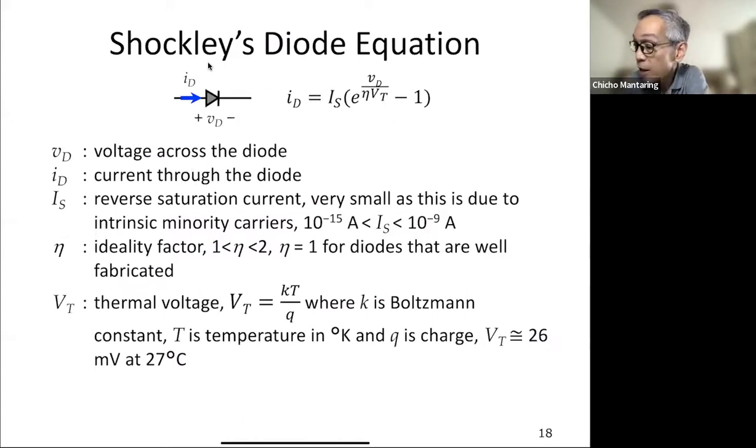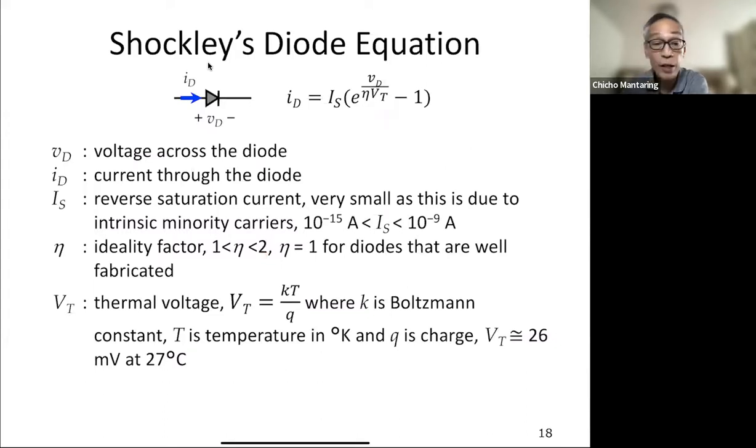And then you have your ideality factor, which takes into account the processing. If the processing is good, then your ideality factor is equal to 1. If the processing is not good, then there's some degradation in the diode current. Your current will end up being a little bit smaller. Your ideality factor will be close to 2.